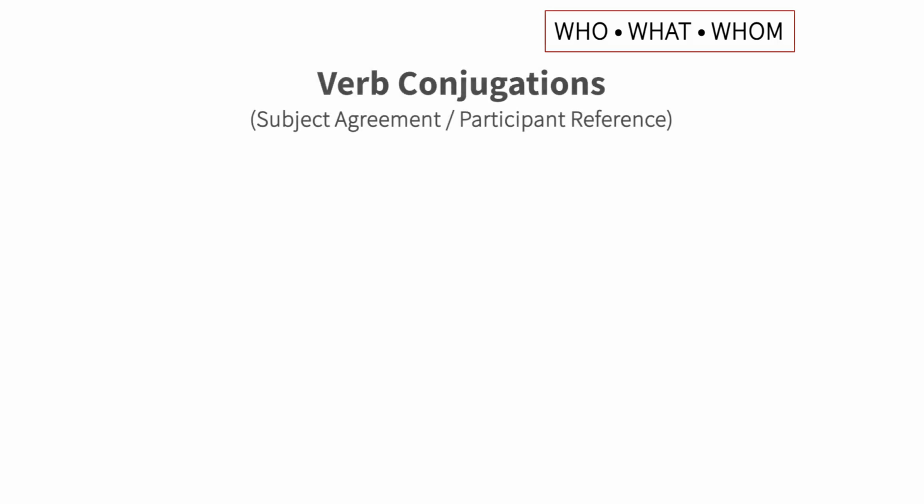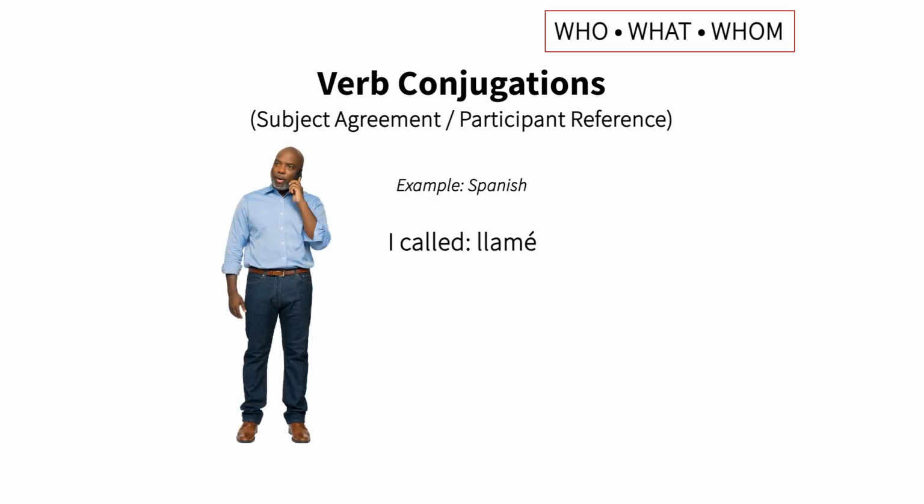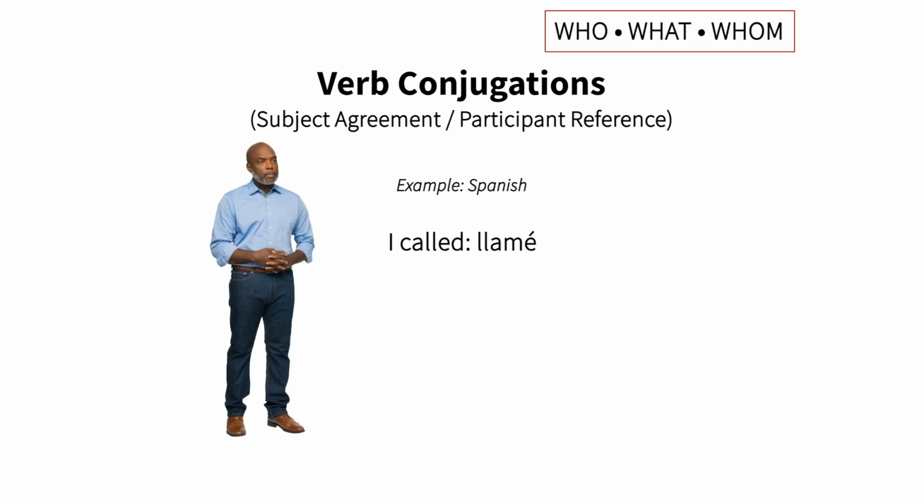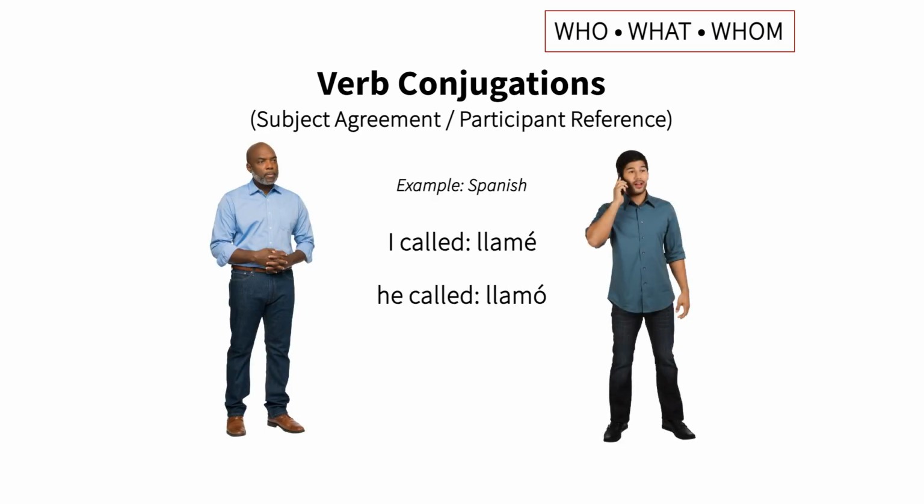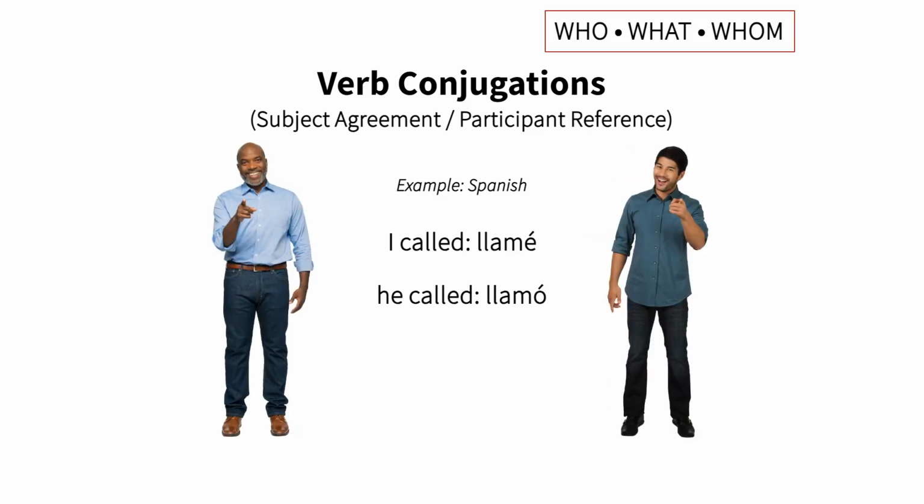Other languages will communicate the same information via different forms of the verb. These are often called conjugations, or subject agreement, or participant reference. Spanish is an example of this type of language. The form of the verb depends on who is doing the calling. I called is llamé. He called is llamó. And you called is llamaste.